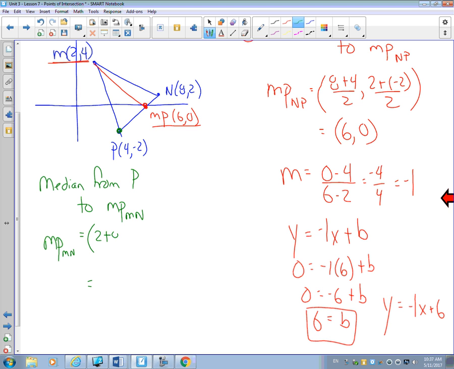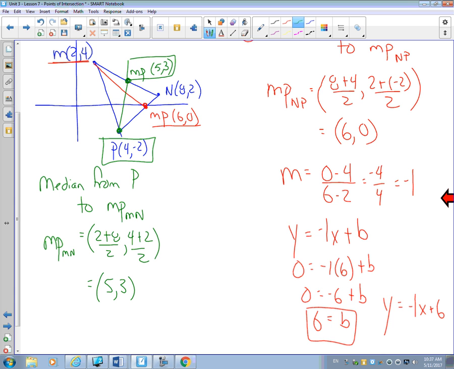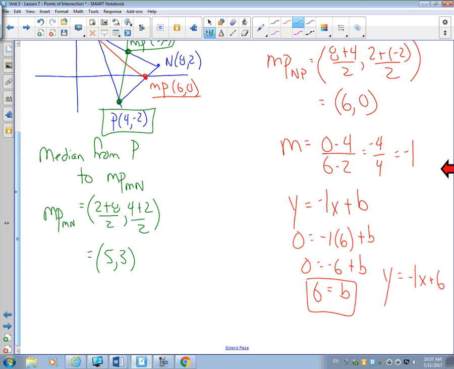2 plus 8 over 2, and 4 plus 2 over 2. That's going to give us 10 over 2, which is 5, and 6 over 2, which is 3. That makes more sense. 5 and 3. That's about there. Midpoint, 5 and 3. Here's my line. I want to find the equation of that line, which means I need the starting point and the ending point. I need to find my slope.